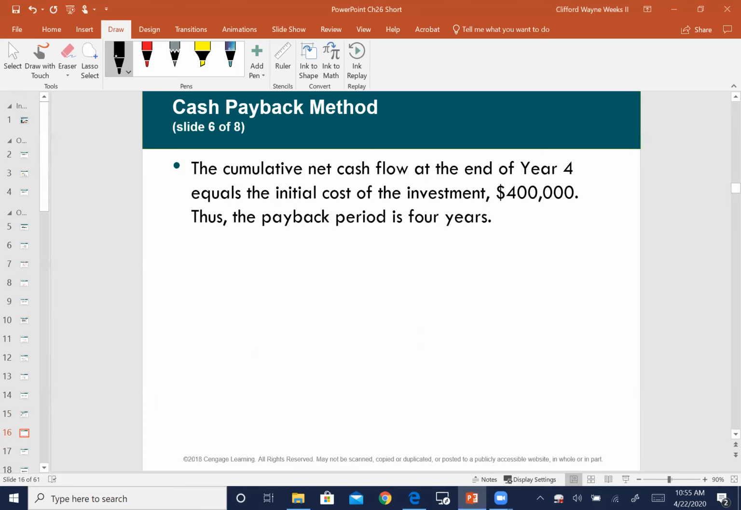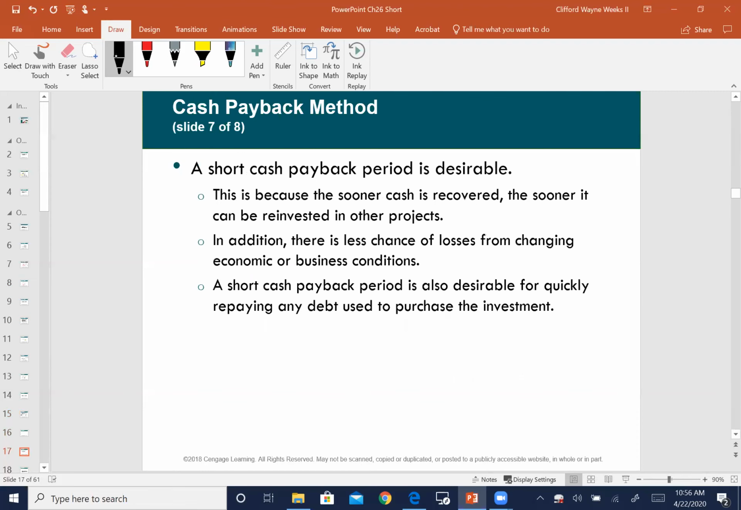So the cumulative net cash flows at the end of year 4, the payback period for this one, was 4 years. A short cash payback period is desirable. So that's the criteria. This is because the sooner the cash is recovered, the sooner it can be reinvested. In addition, there's less chance of losses from change in economic or business conditions. A short cash payback period is also desirable for a quick repaying of any debt used to purchase that investment.